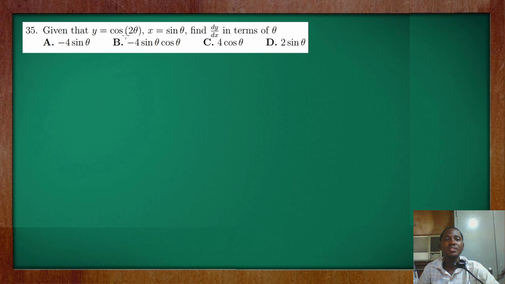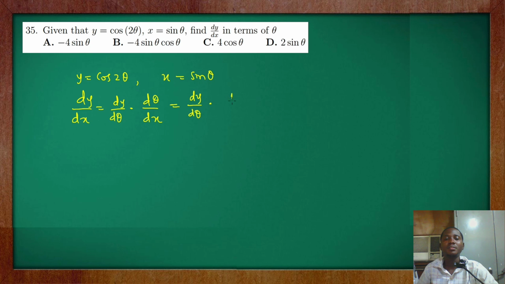In this question, they say given that y equals cos 2 theta, where x is sine theta. They ask us to find dy/dx in terms of theta. So here we are given y to be cos 2 theta, and we are given x to be sine theta. Now my dy/dx is simply dy/d theta multiplied by d theta/dx, which can still be written as dy/d theta multiplied by 1 over dx/d theta.